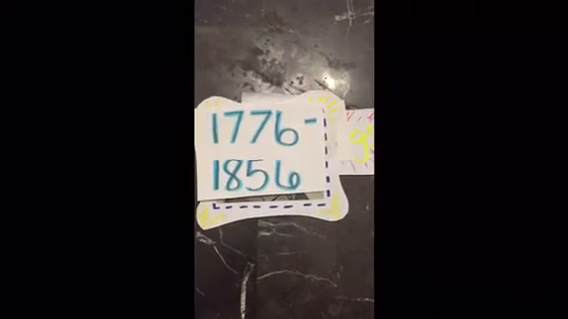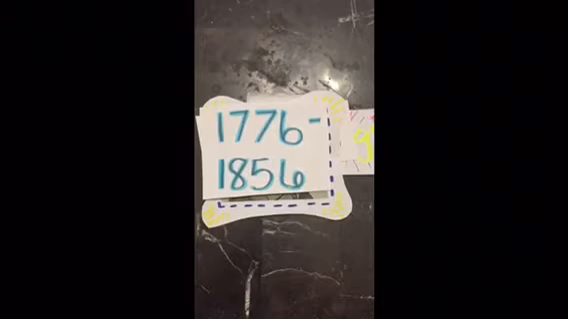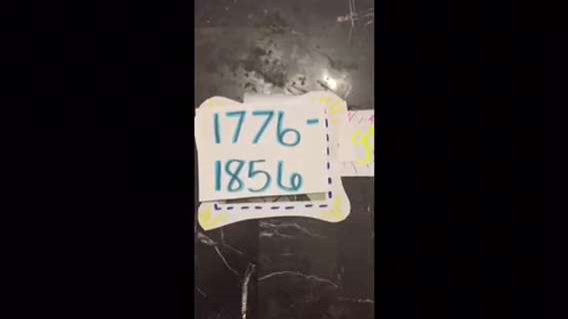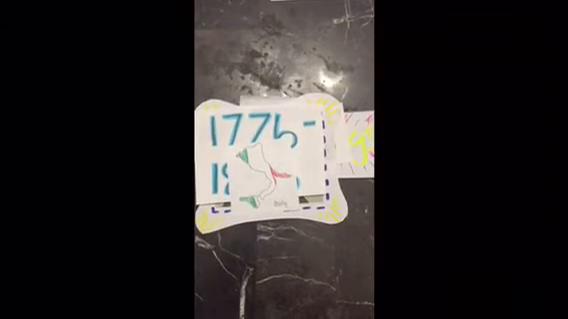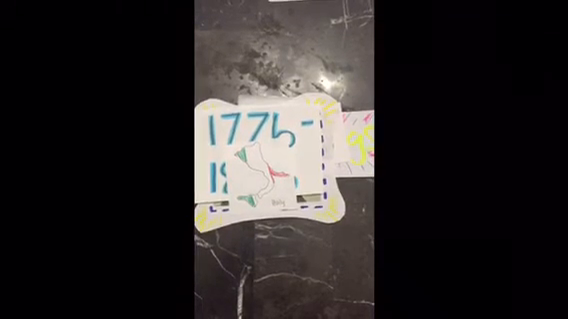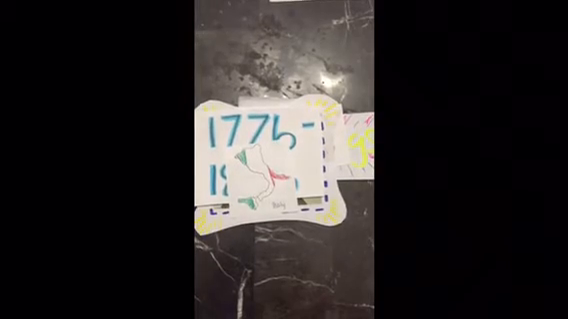Avogadro lived from 1776 to 1856. He was born in Turin, a city in northwestern Italy. Avogadro lived in Turin all of his life. His most important research and achievements were between the years of 1806 and 1820.